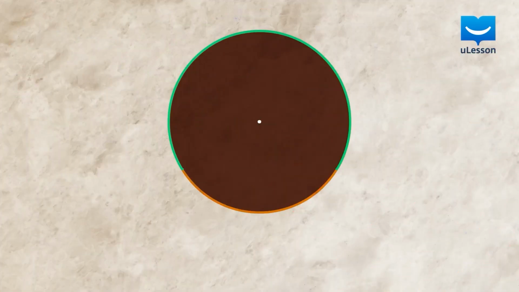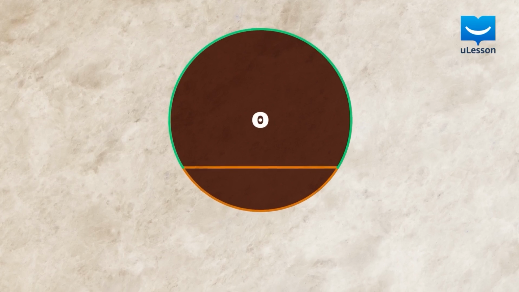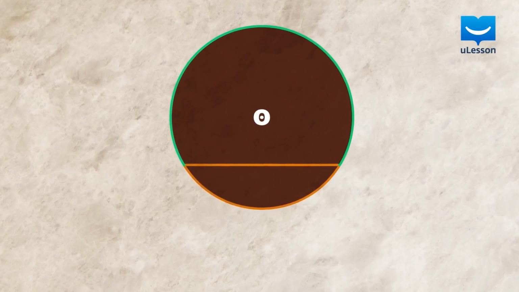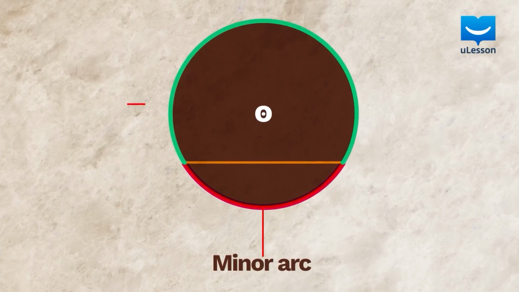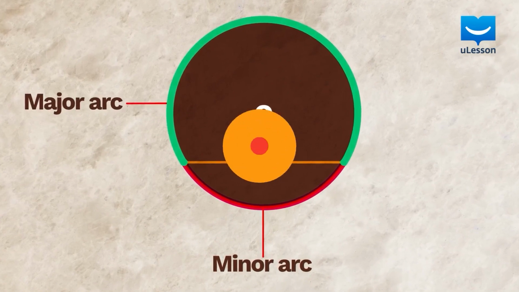Let's look at some results of drawing a chord in a circle. Given this circle with a center at O, let us consider the resultant arcs. Remember that an arc is a portion of the circumference of a circle. So looking at our circle, this is the minor arc and this is the major arc.